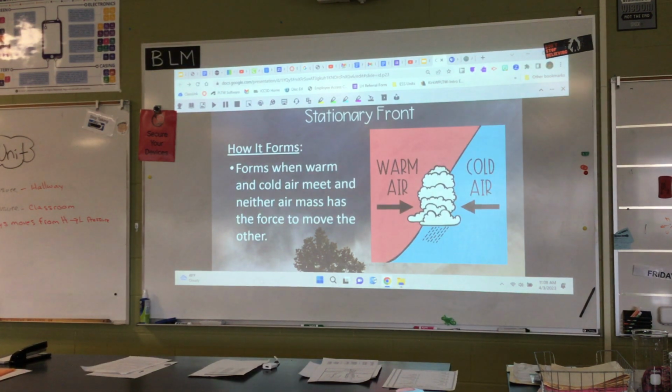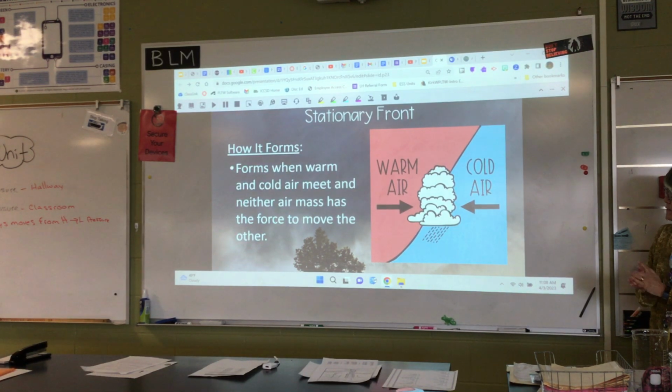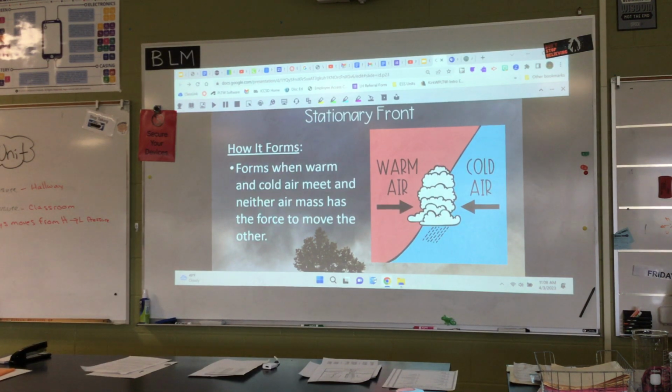Alright, how it forms? It forms when warm and cold air meet, and neither air mass has the force to move the other. So it'd be like two people of similar size and strength, and you're pushing on each other, and no one's really moving. It's stalled. Now obviously it's not forever, right? Eventually something moves, or another air mass will come in.